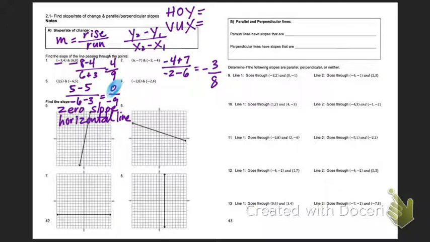So then number 4, can I take 4 minus 8 over negative 2 plus 2? And so that gives me what? Negative 4 over 0. Now my 0 is on the bottom, so that's an undefined slope.